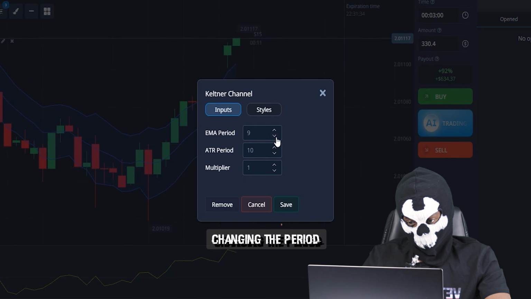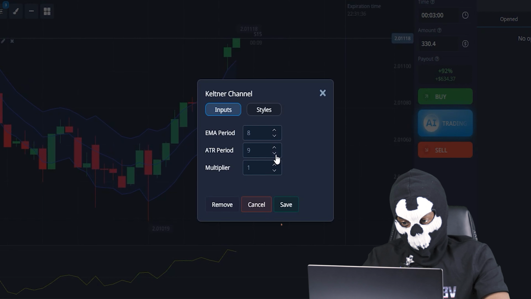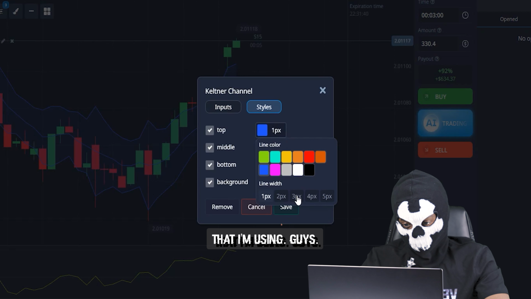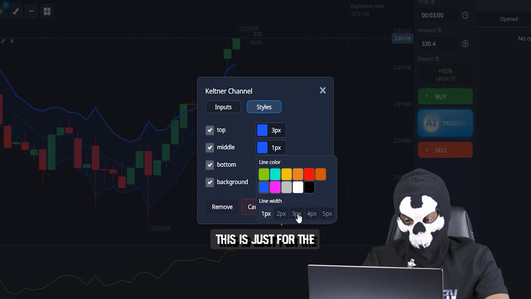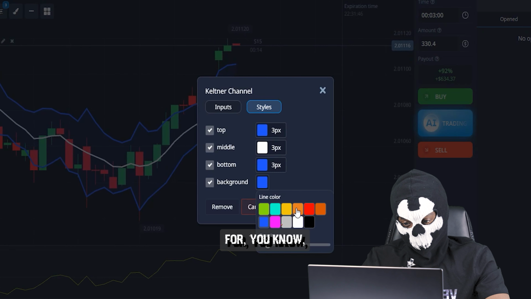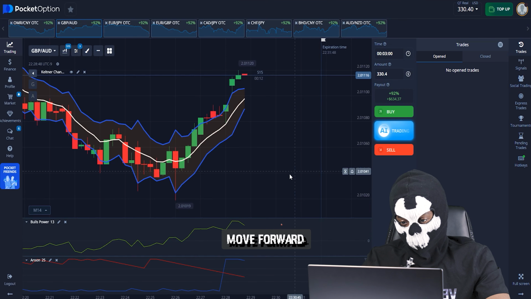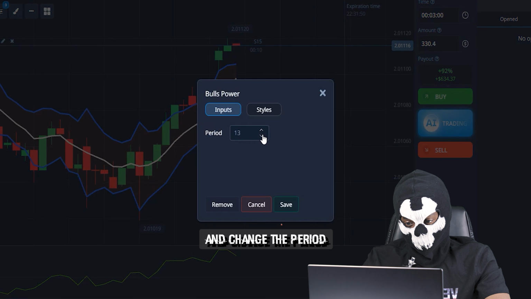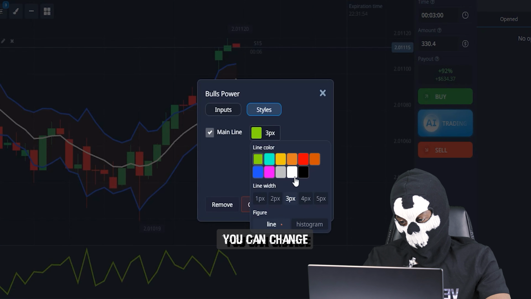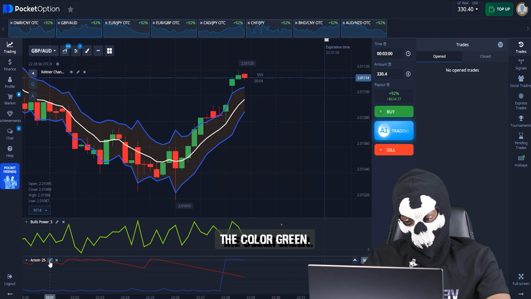So there you can see I'm changing the period. Here you can also follow the settings that I'm using, guys. The colors are just for the style, just the colors of the lines for layman's terms. For Boost Power, we're going to change the period down to 3. Do the style, you can change it if you feel like. I'm keeping the color green.